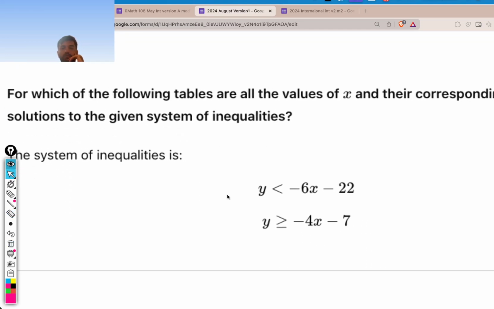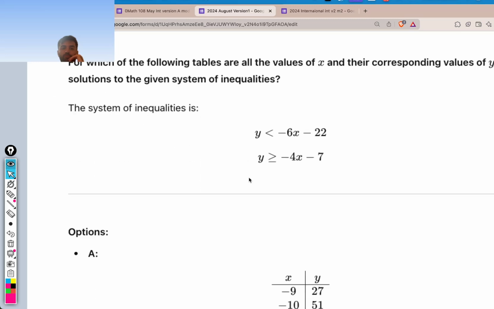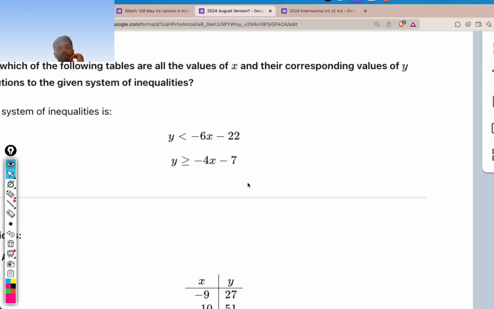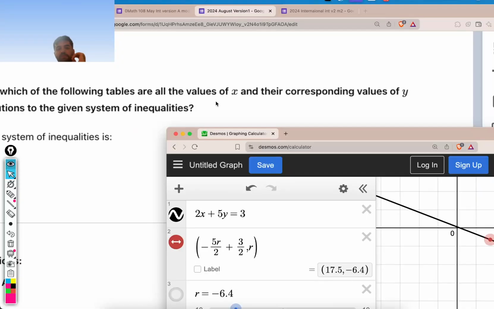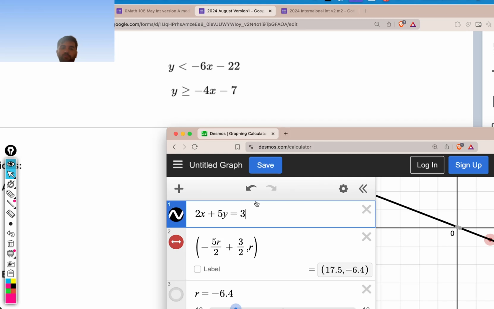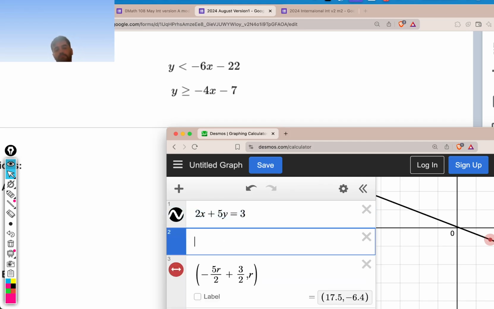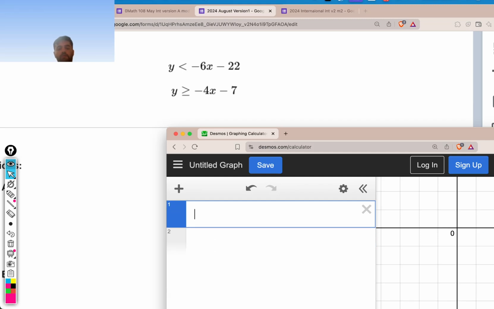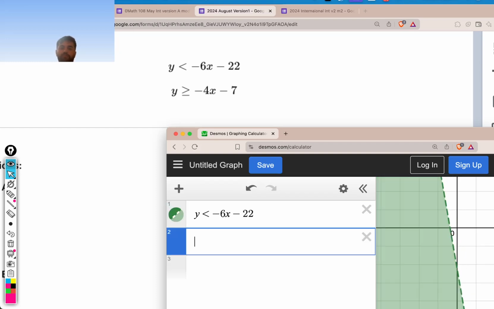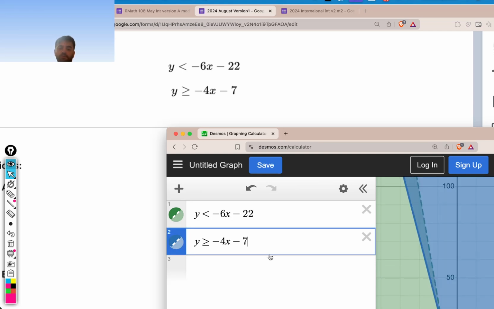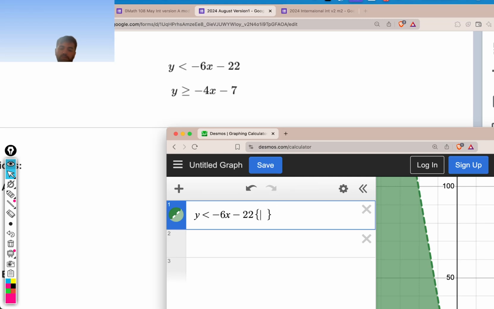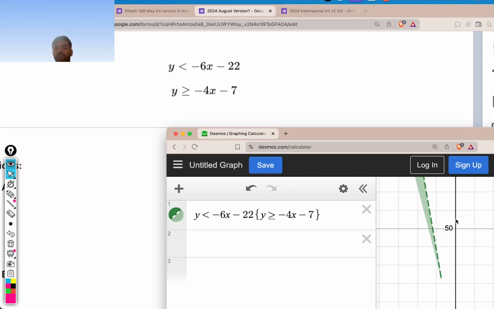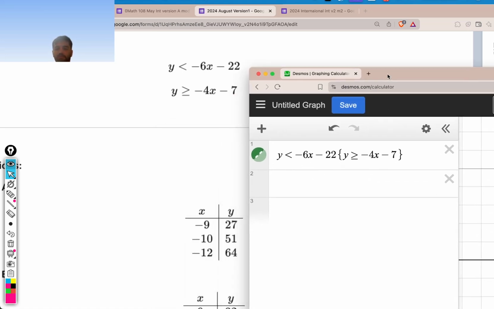Okay, for this one, I recommend you write both inequalities as decimals. You can write it like that. Y is less than negative 6x minus 22. Y is greater than negative 4x minus 7. So you will get its intersection point here. But also you can write it like that. It will be better than the first one, like this. You will get only the intersection point, and it will be very easy to look at them.